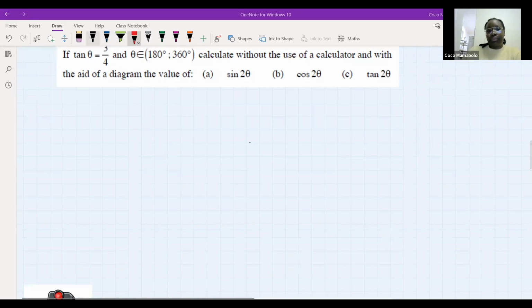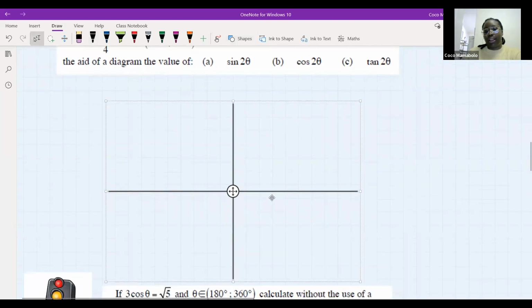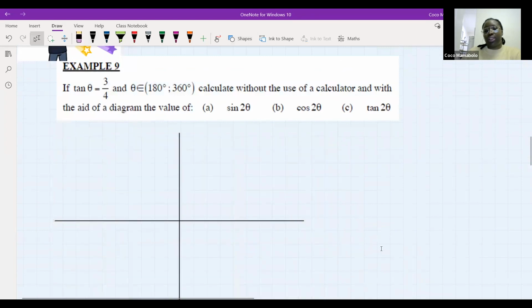Okay, so we know, guys, that if we draw a diagram like that, we want tan of theta, and it needs to be 3/4. And we know that both of these things are positive. So my first instinct is to be like, oh, positive 3, positive 4, draw it over there. However, they're telling us that our parameter is in between 180 and 360. Which quadrant will this have to fall under, guys?